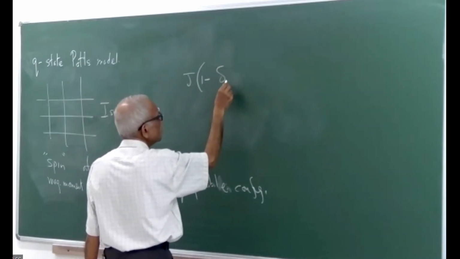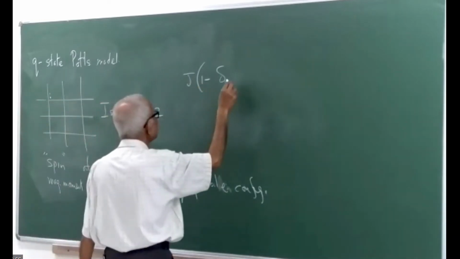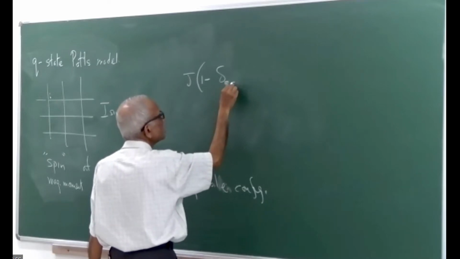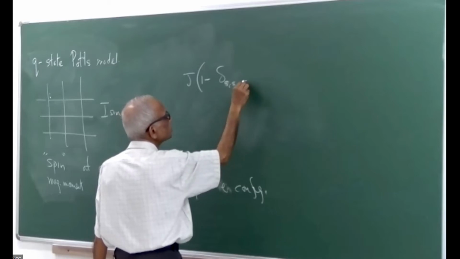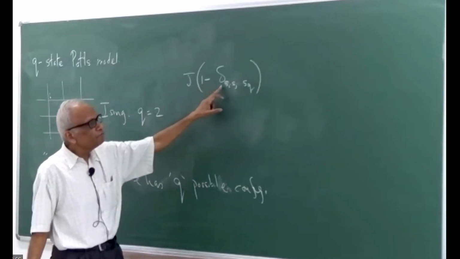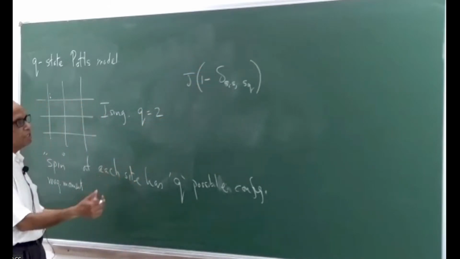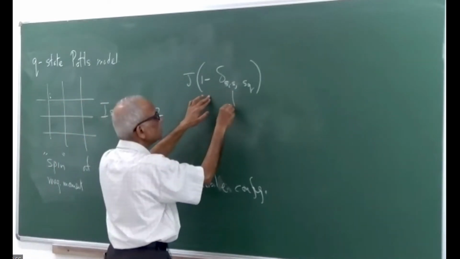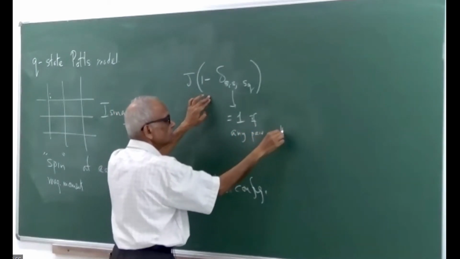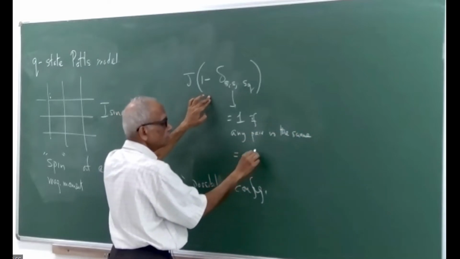So that is the point. You write it as J times 1 minus a delta function, delta of S_i, S_j, where the S's are the different configurations up to S_Q. Every time you have one of these, this delta is equal to 1 if the pair is the same, and equal to 0 if different.